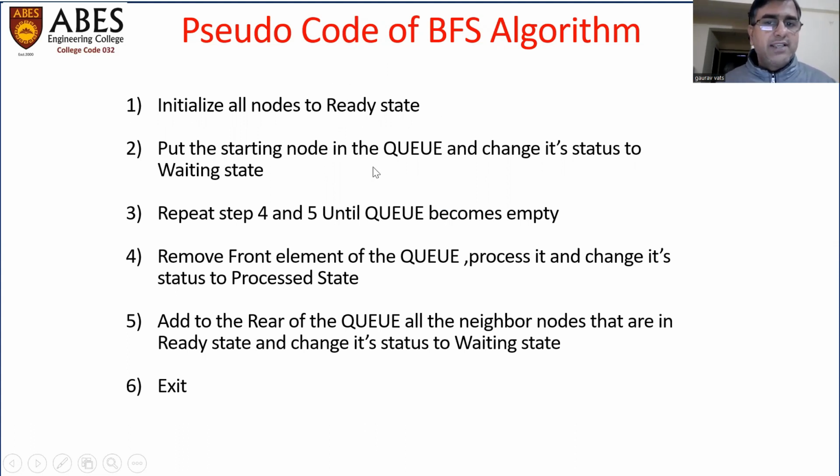Now we are using here a data structure called queue. In DFS we used to use a stack, but here we are using a queue. So put the starting node in the queue and change its status to waiting state, the second state. And now in BFS, whenever we are putting some nodes or vertices in a queue, they will come from ready state to waiting state. Keep this in mind. Whenever a node or a vertex is in a queue, it will be in a waiting state.